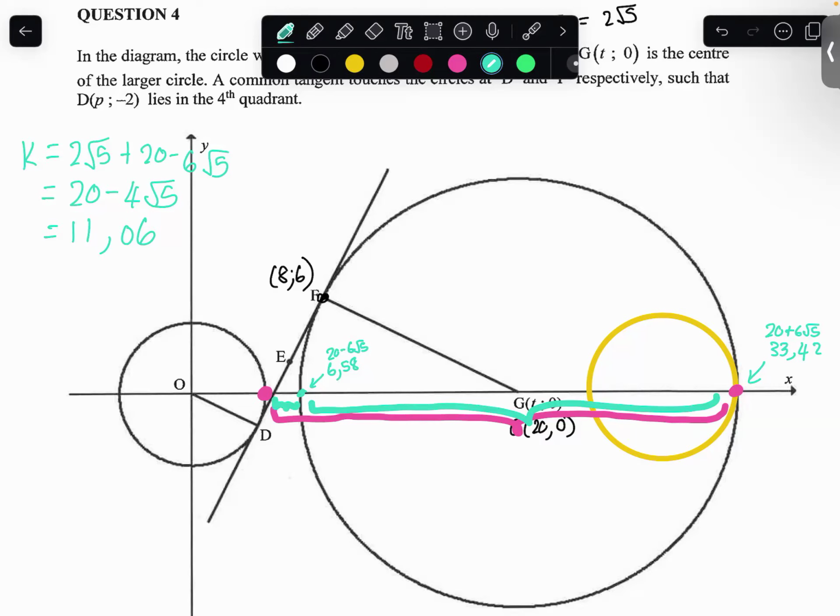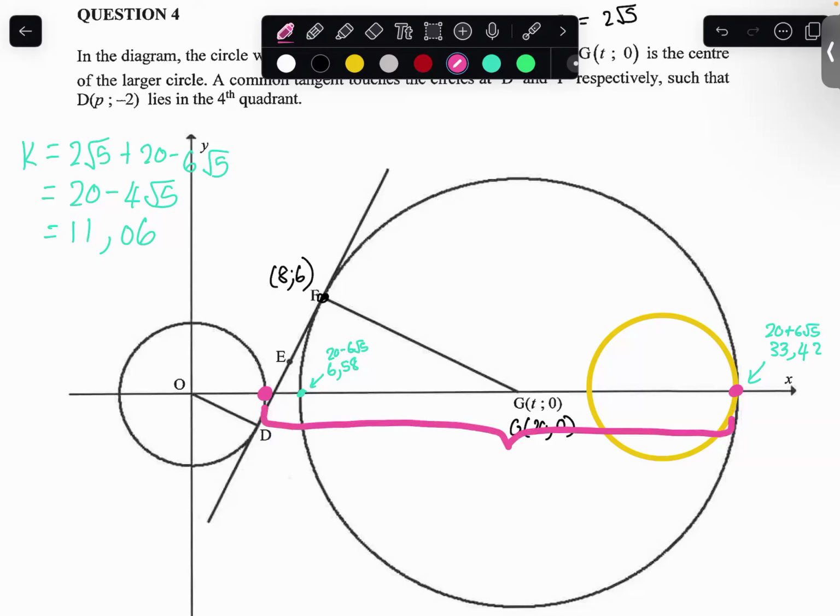And I need to figure out what that small distance is. So I'm going to say that to get the total movement, the value of K, it needs to move from this point to this point. That means it needs to move a total of this distance. And this distance to me is made up of this total distance plus this small distance.